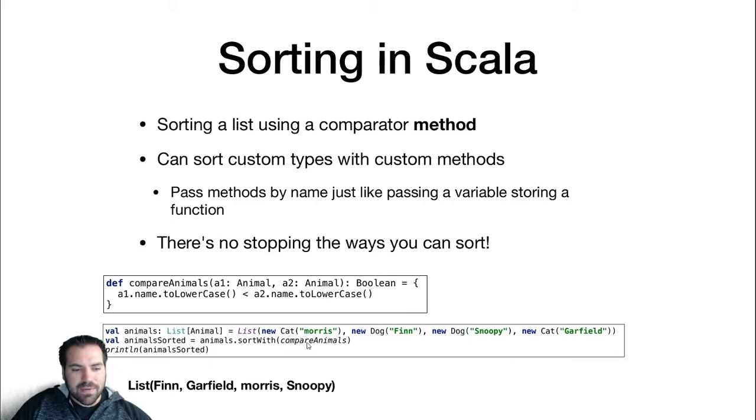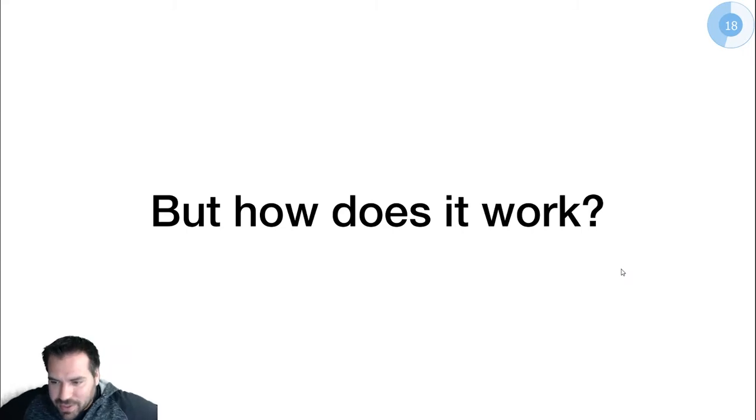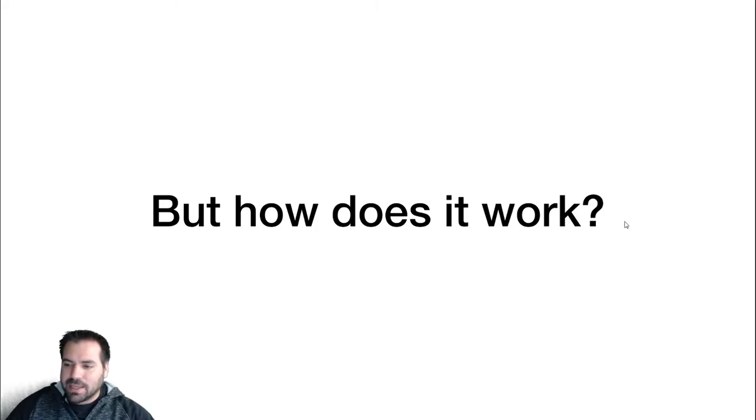And then sortWith, give it that method directly, assuming we're still in the animal class here, or else I'd have to do Animal dot or some way to access this thing. Give it that method, and it'll sort just the same as if we gave it a function. So we can use methods as functions as well. And this method does what it's supposed to do with this code. Just a note that we can use methods as well. There's no stopping the way you can sort. So that's how we sort, just using the Scala built-in methods, and defining our own custom comparators.